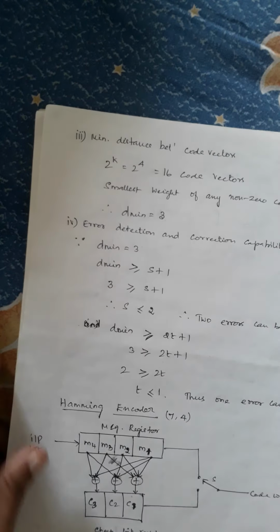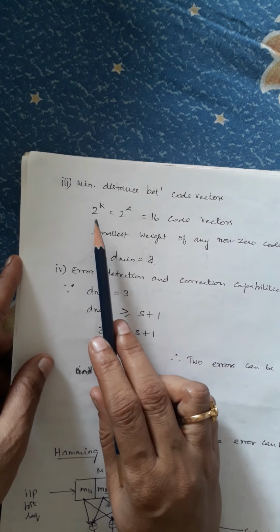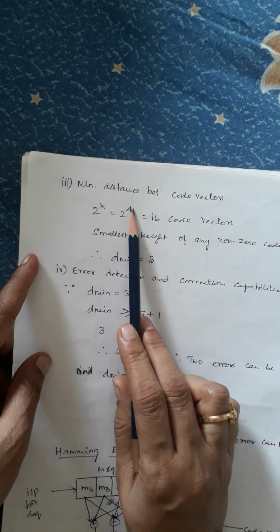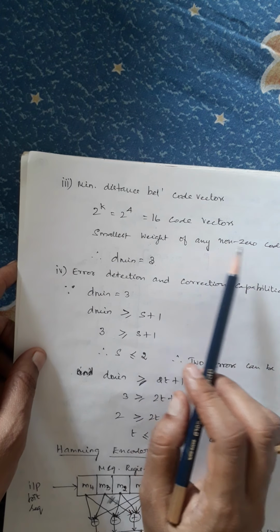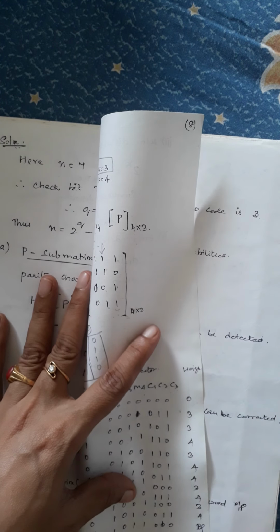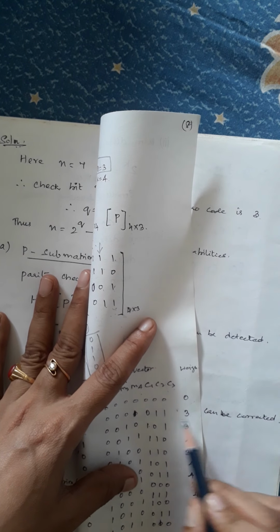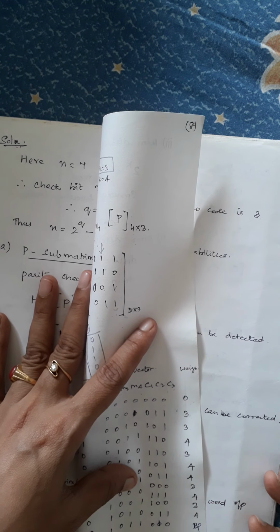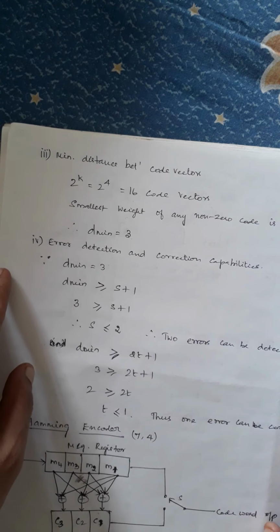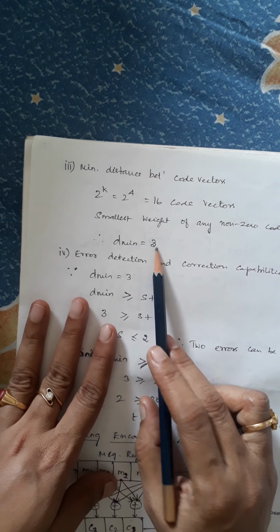The next step is to find the minimum distance between the code vectors. It is 2 to the power of k, 2 to the power of 4, so 16 code vectors are possible. The smallest weight of any non-zero code is 3. So, this is going to be the minimum. Which is the least value here? This code vector is going to be 3. Is there any combination less than 3? No. So, 3 is the minimum Hamming distance, and this is the smallest weight.